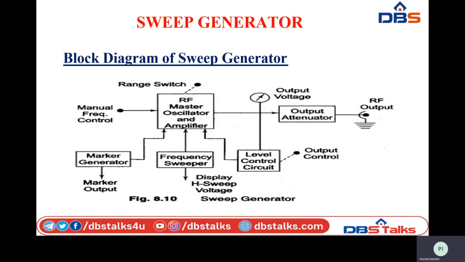Here the use of the marker generator is to observe the frequency interval. It generates half sinusoidal waves, which can be superimposed on the output signal such that the frequency can be monitored with the help of the marker generator. And here we have one level control circuit, which controls any changes that occur in frequency as well as in impedance matching. This controls any unnecessary changes that would alter the output signal. So this is how we obtain the sinusoidal output waveform from the sweep generator.